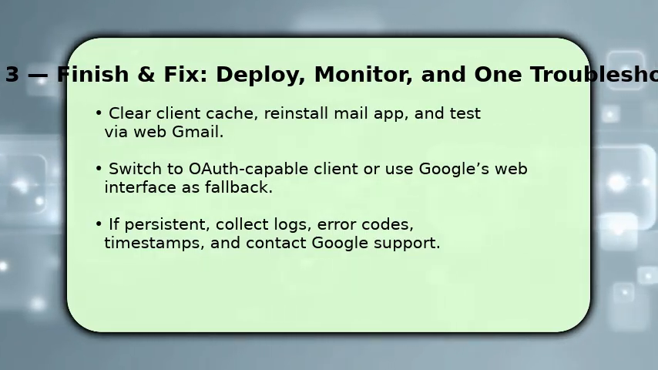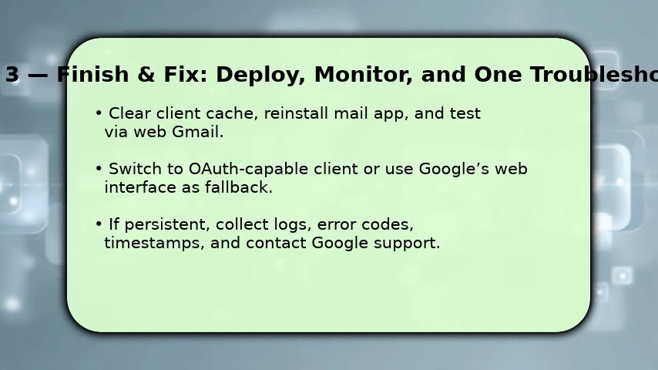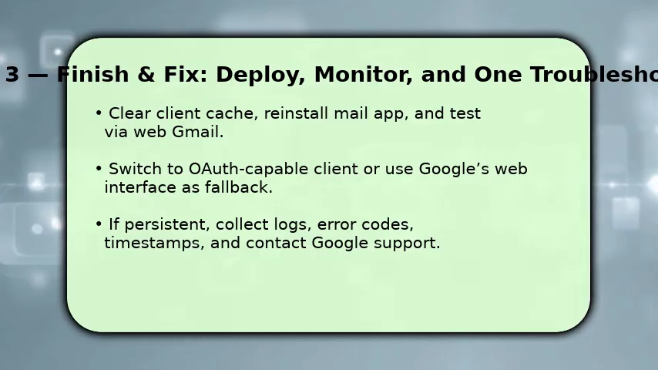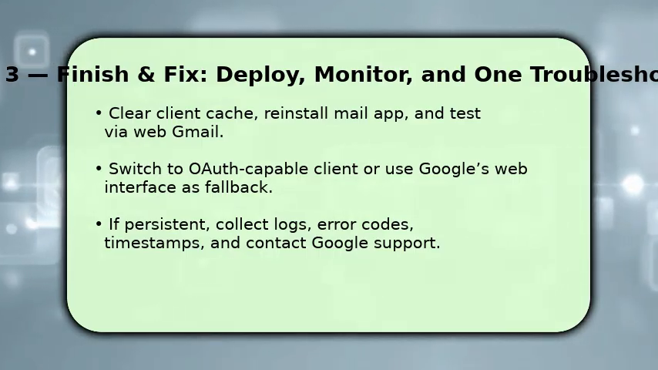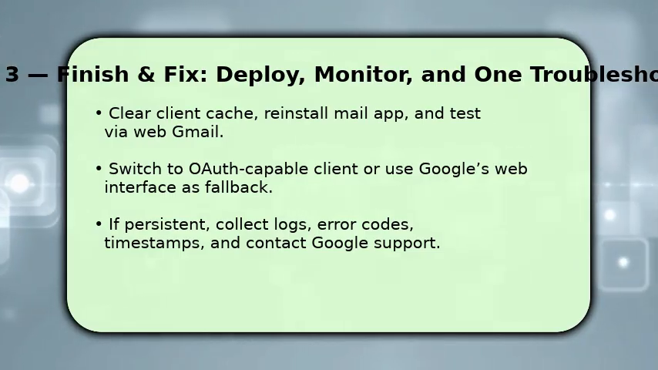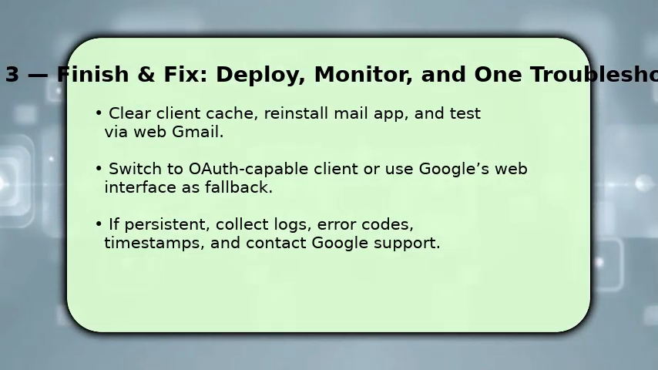Make sure to switch to an OAuth-capable client if your app relies on legacy authentication. If problems persist, gather error codes, exact timestamps, and client logs. Then contact Google Support or your administrator with that packet so they can escalate efficiently.